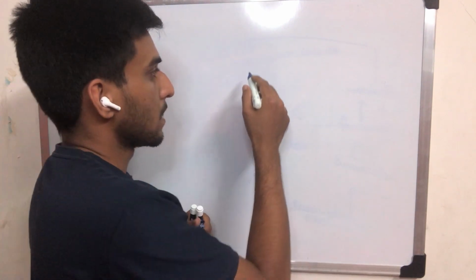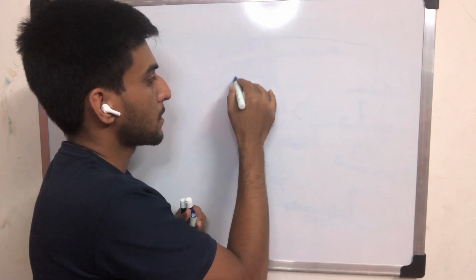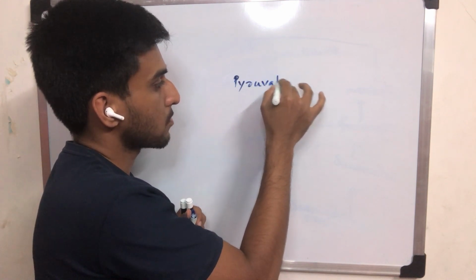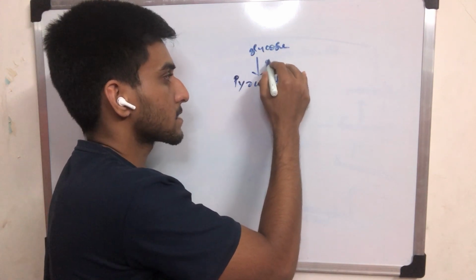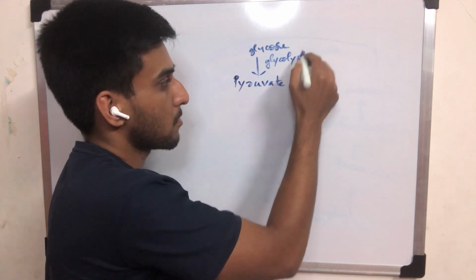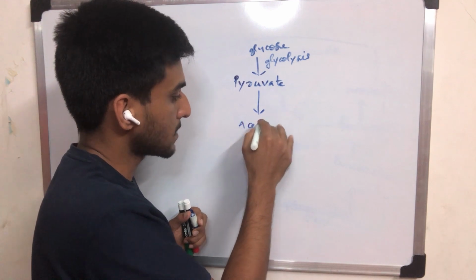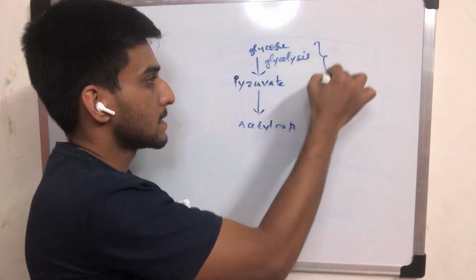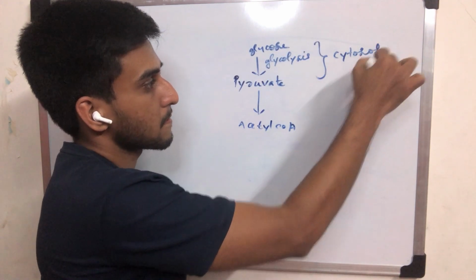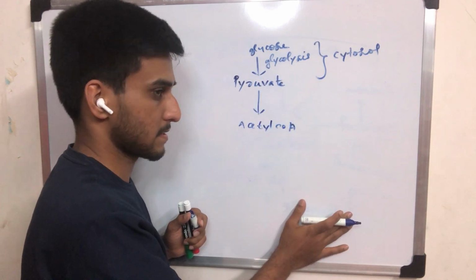First of all, I am writing the backbone of the cycle. We know that from glycolysis the pyruvate is formed from glucose, and this pyruvate now is converted into acetyl coenzyme A. This literally happens in the cytosol of the cell. From the cytosol, the pyruvate is being transported into the mitochondrial matrix.